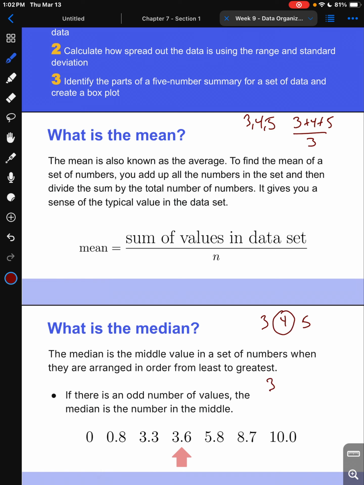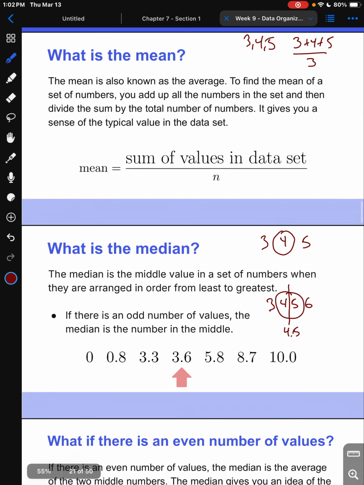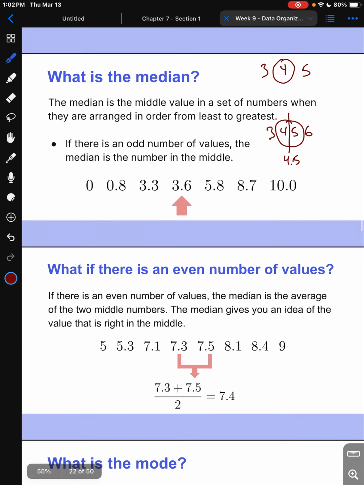But if you have an even number, like 3, 4, 5, 6, the middle is actually between those two numbers right there. So the median will actually be 4.5. So you've got to watch out for that. If it's an odd number, it's the middle. And if it's an even number of items, it's the average of the two middle numbers. That's what this is showing right here.